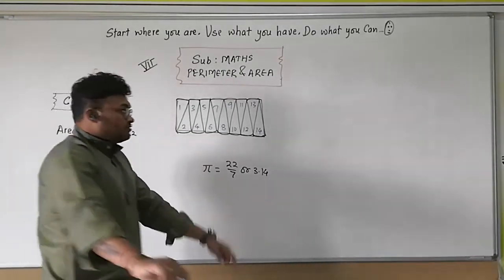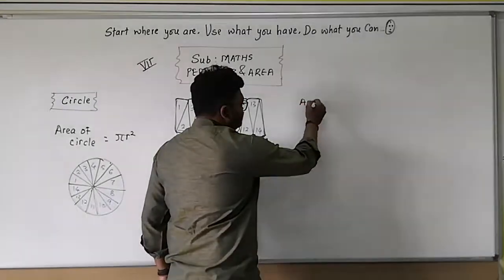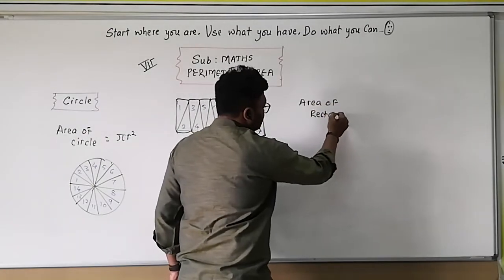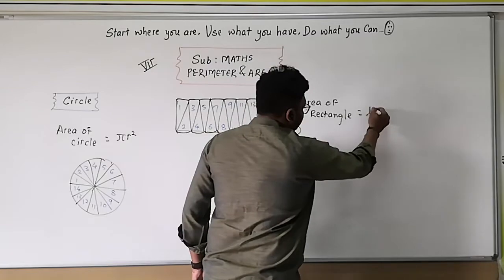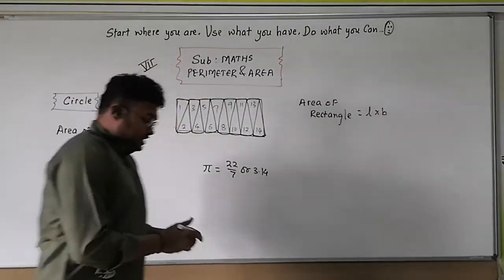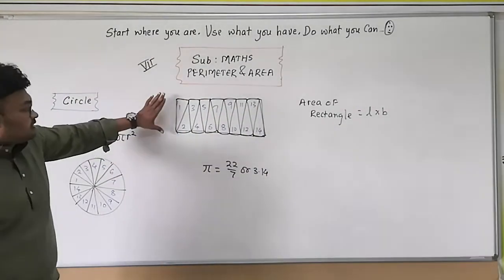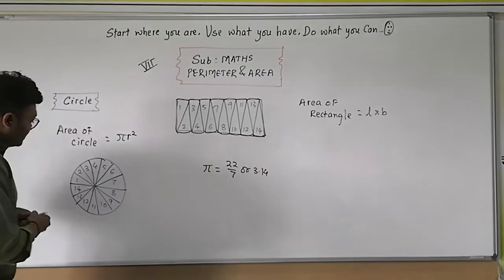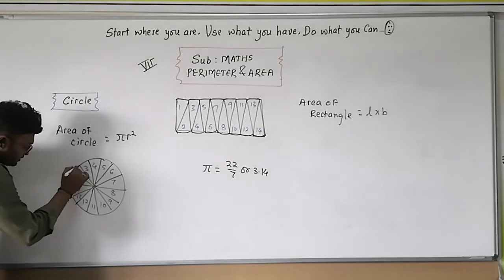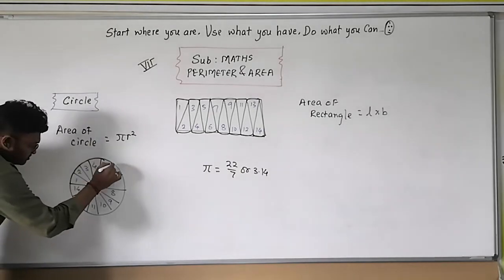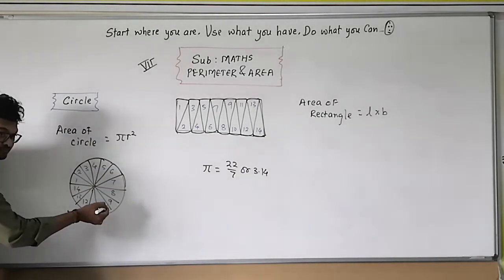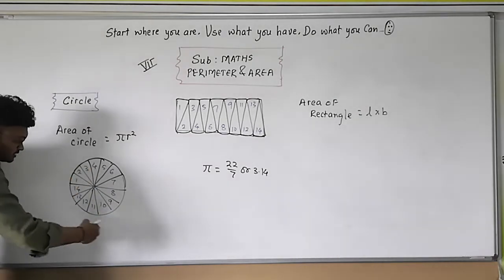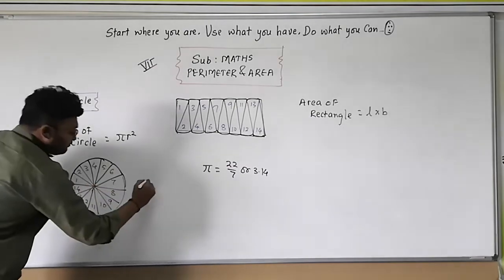First, tell me what is the area of a rectangle. Area of a rectangle is length into breadth. Now see carefully. This is the breadth and this is the length. If you see these parts, this is half of the circumference, and the complete is the circumference. So circumference is 2 pi r.